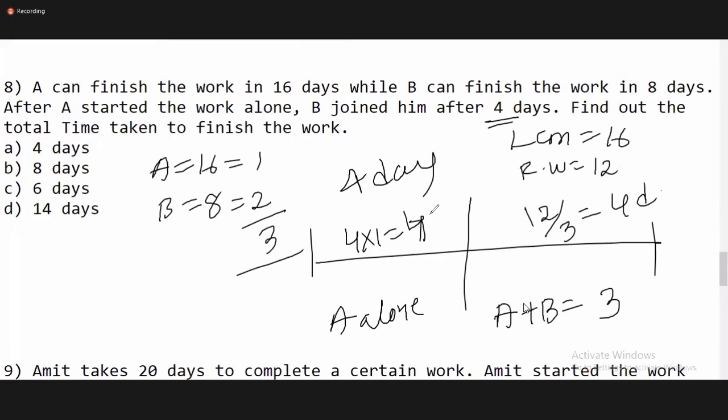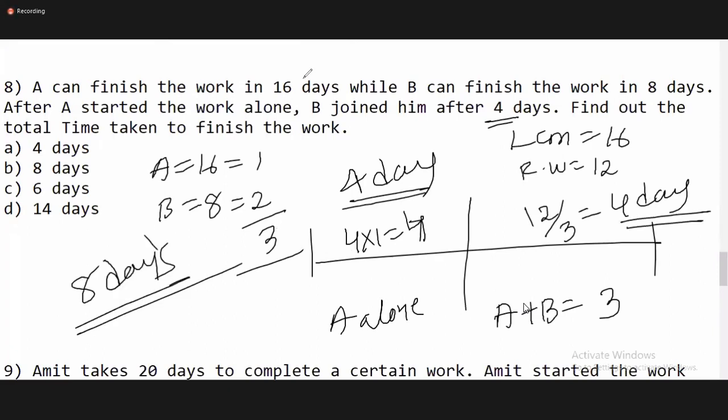What is your question? Find the time taken to finish the work. Initially it is 4 days. Now it is 4 days. The total work is what? 8 days. 8 days is going to be the correct answer.